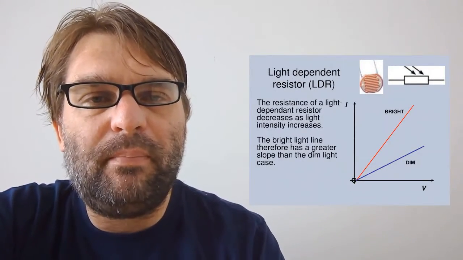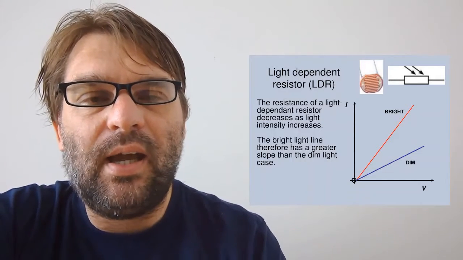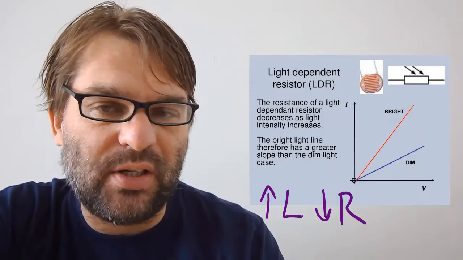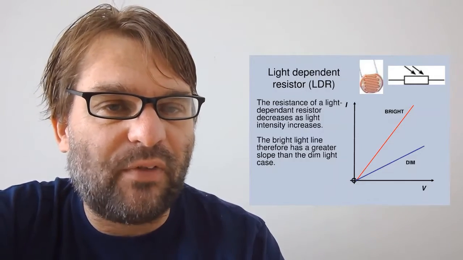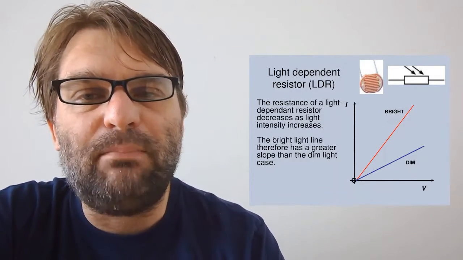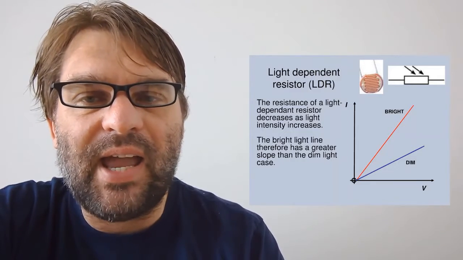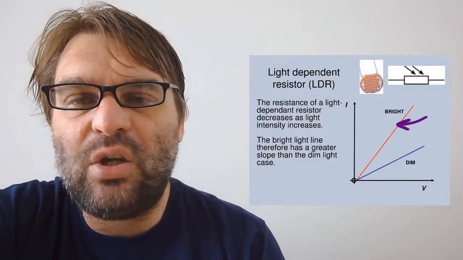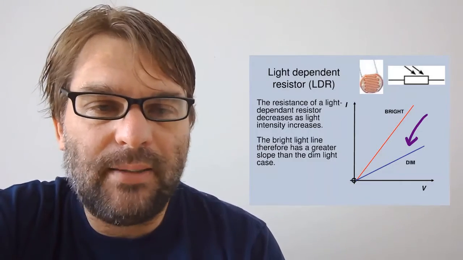And the same is the case for the LDR, or light-dependent resistor. The resistance of a light-dependent resistor decreases as light intensity increases. Again, you can see this from the graph of current versus voltage, that the bright light has a greater gradient than the case with a dim light.